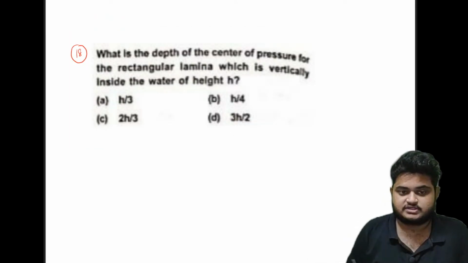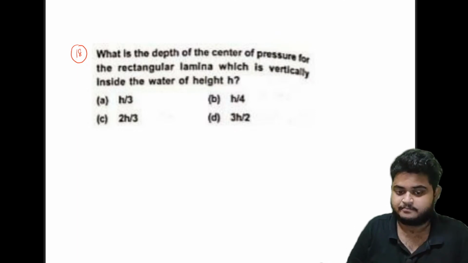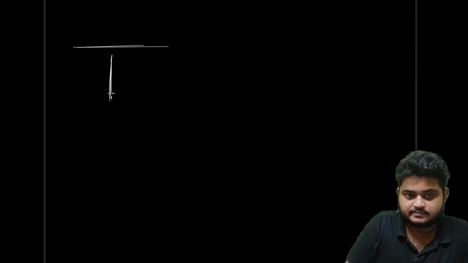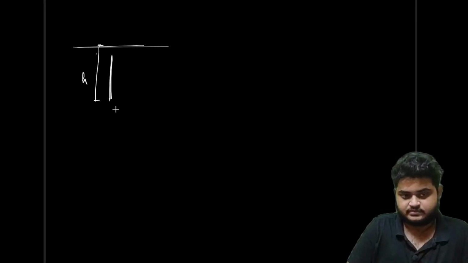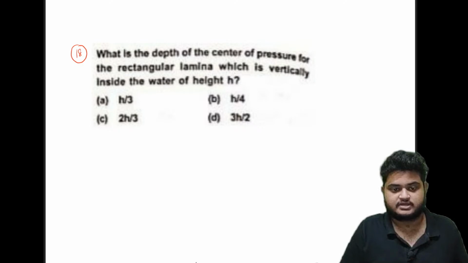So next question is saying, what is the depth of the center of pressure for the rectangular lamina which is vertically inside the water of height h? Okay. So this is vertically inside, the surface is here, it is vertical, and the total depth let us say is h. Nothing more is given to us, we need to find it.